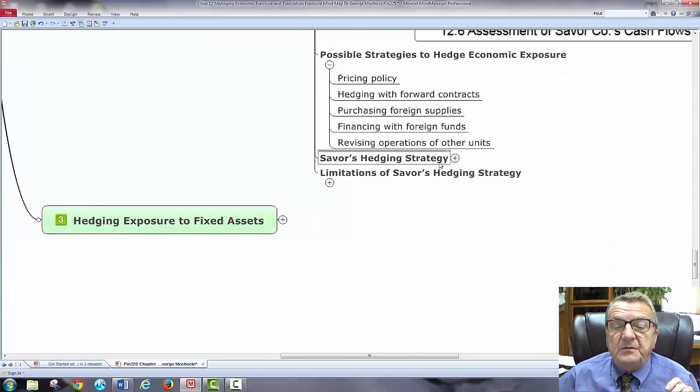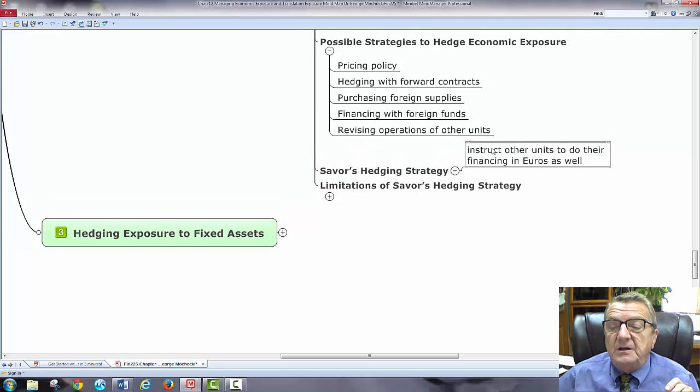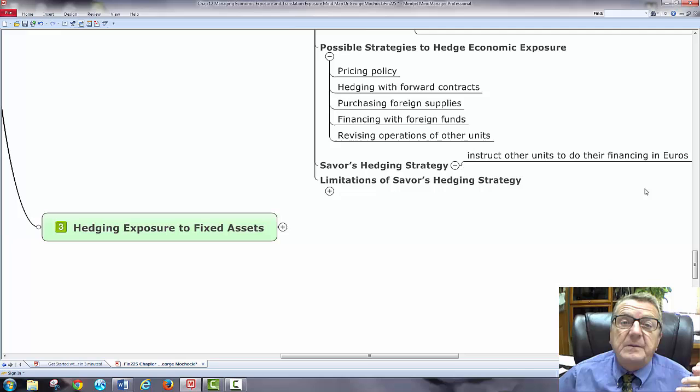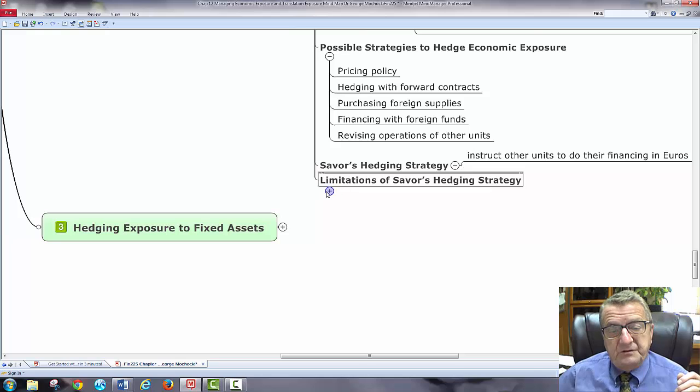Now, here's Saver's hedging strategy. Instruct other units to do their financing in euros as well. That's just so you're all playing with the same thing. Make sure that's what you're going to be doing. You may want that strategy, but somebody on another team may say, no, we want to keep it in dollars, I think that's a better option for us. Okay, limitation of Saver's hedging strategy.